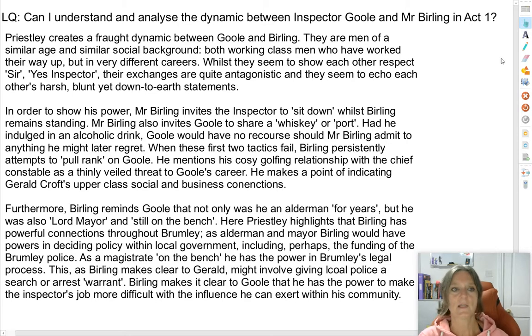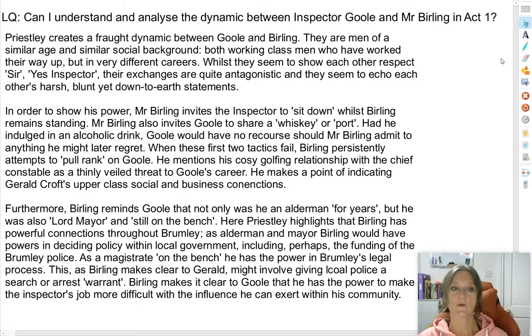They're men of a similar age and similar social background, both working class men who have worked their way up, but in very different careers. Whilst they seem to show each other respect, "Sir," "Yes, Inspector," their exchanges are quite antagonistic, and they seem to echo each other's harsh, blunt, yet down-to-earth statements.